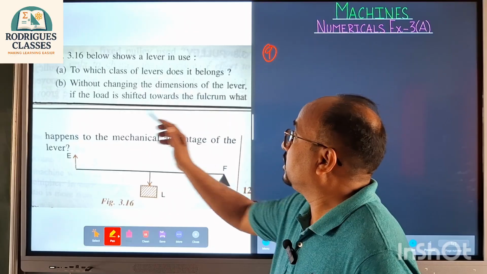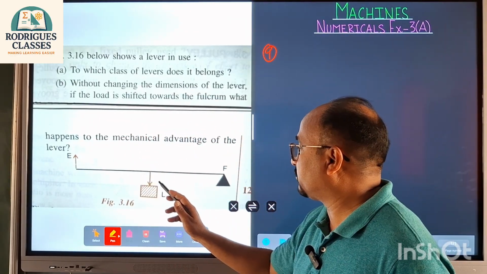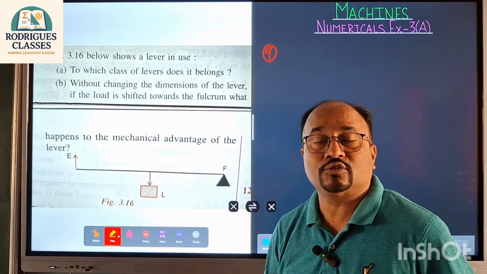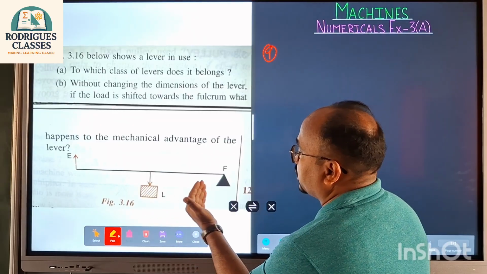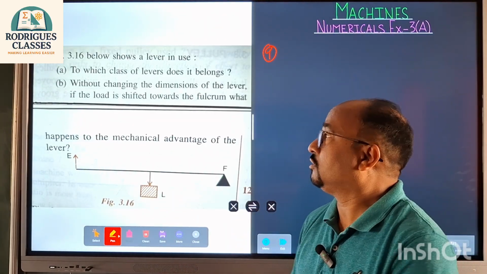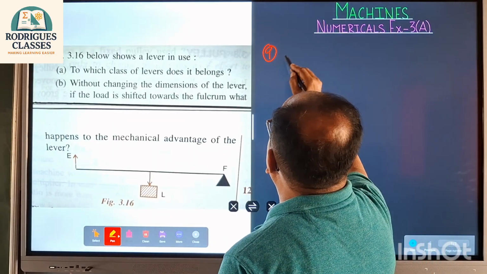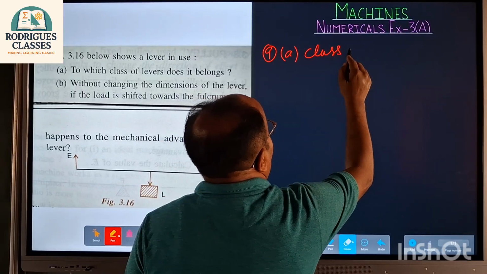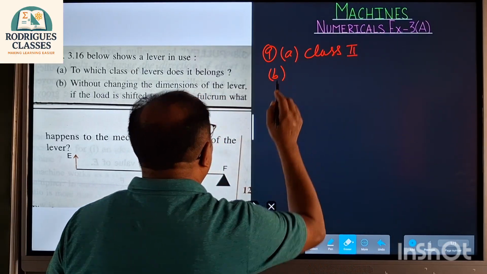Okay. Then it says without changing the dimensions of the lever, so nothing is changed, the magnitudes are not changed, if this load is shifted towards the fulcrum, what happens to the mechanical advantage of the lever? Means it has some mechanical advantage now. We have to comment on that. So let us write it and then follow the explanation also. So first of all, I will write here, it is class 2 lever.